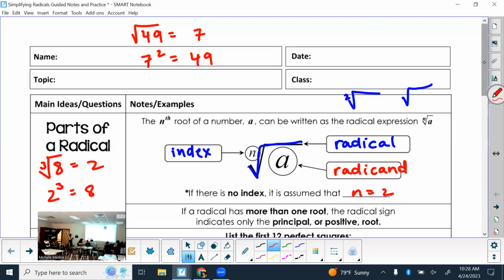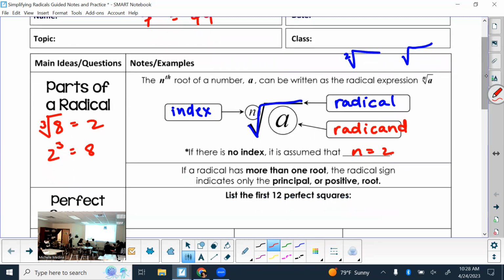All right, so questions on the different parts? It's just some vocabulary so you know what I'm talking about. Yes. I'm sure you're back in 5 minutes.